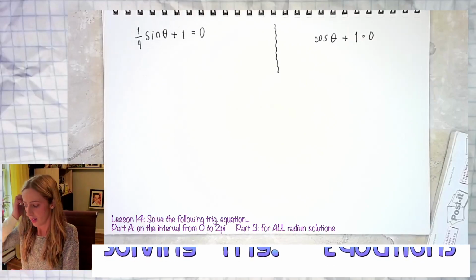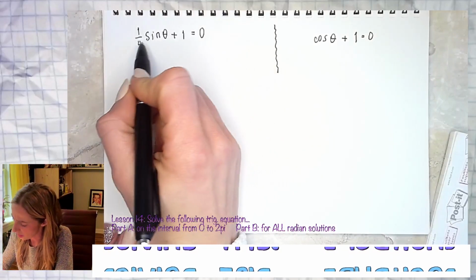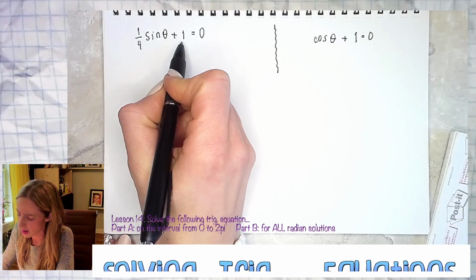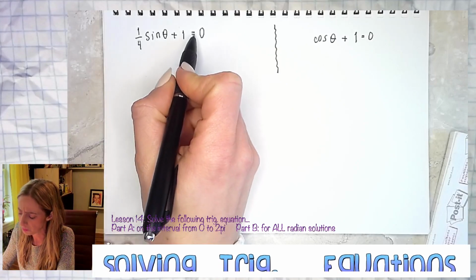All right, here I have an example. It looks like it was 1/4 sine theta plus 1 equals 0.